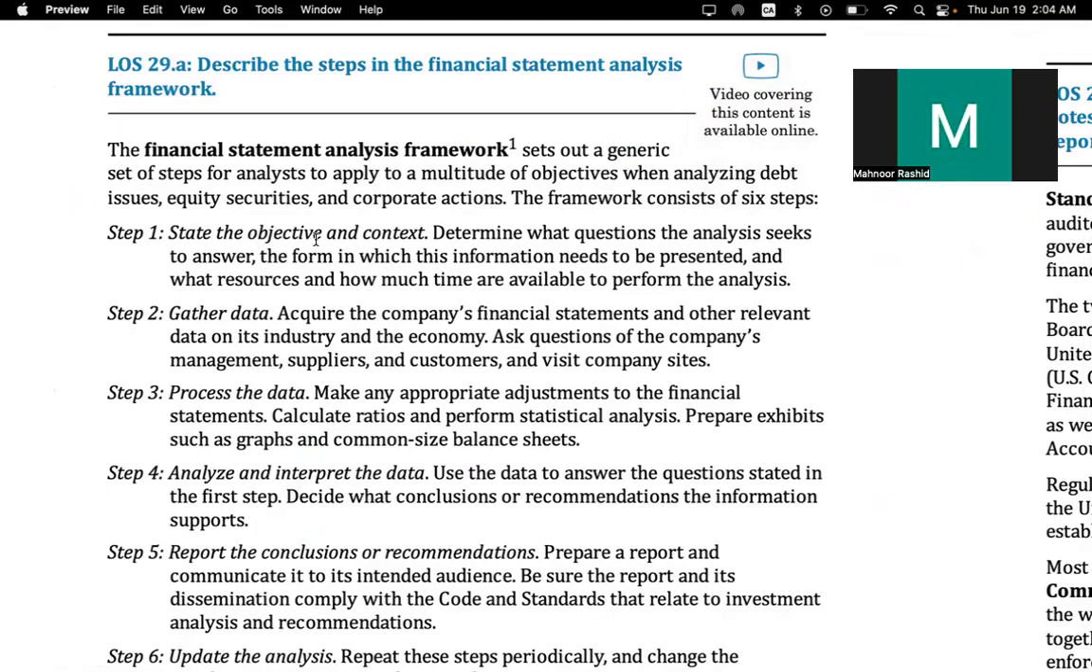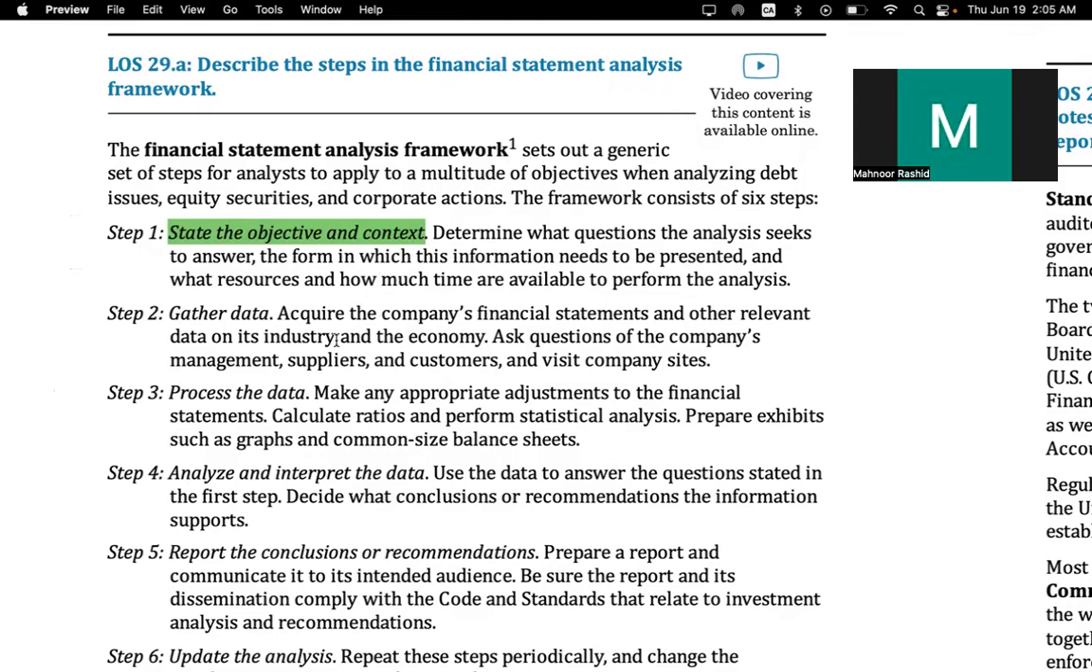Step number 1 is you're stating your objective and context. Okay, you're saying, what are we trying to find out? Basically, you're underlining the questions. What are the questions that our analysis seeks to answer? What are we looking for? So that's step number 1. Basically, state the objective and context.